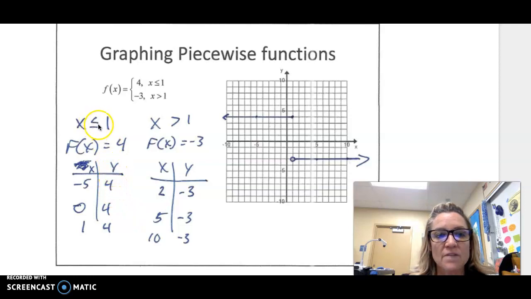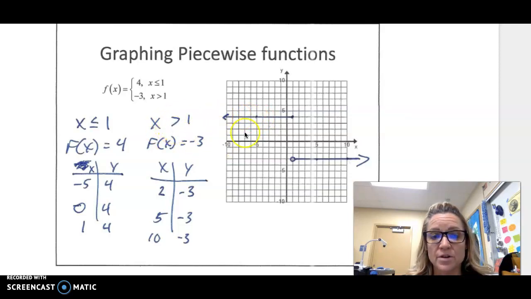when you have any numbers that are equal to or less than 1, so let's say -5, 0, and 1, those are all numbers less than or equal to 1, the answer is always a 4. So that's this part of the graph right here, including 1 itself. So you'll notice that the point at 1 is filled in, and it's a horizontal line to the left.